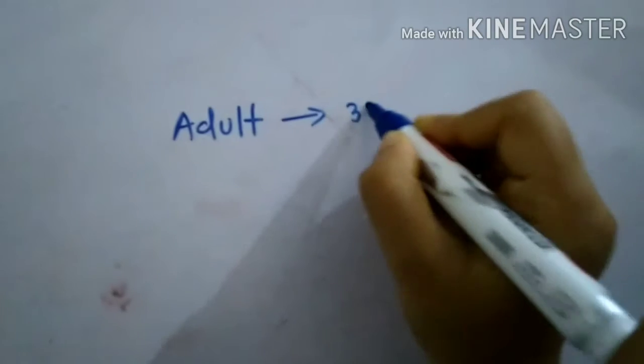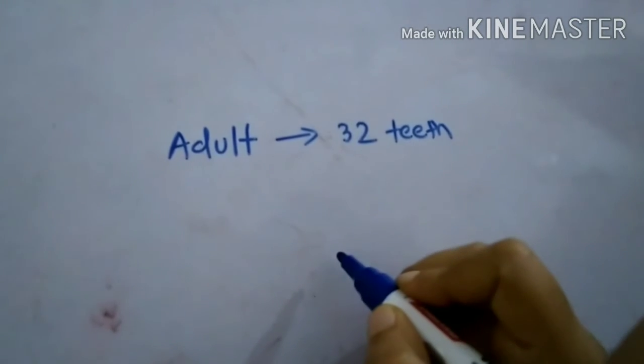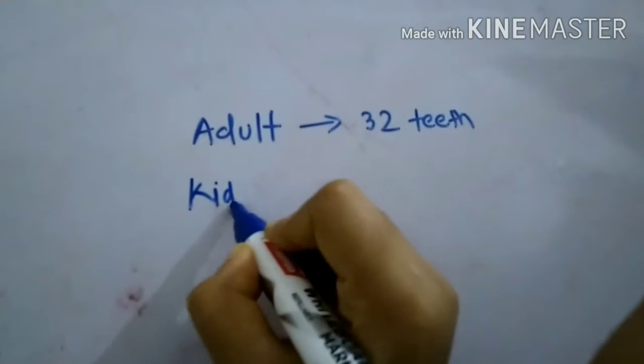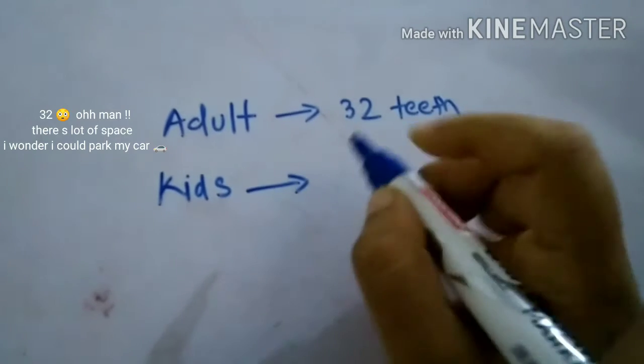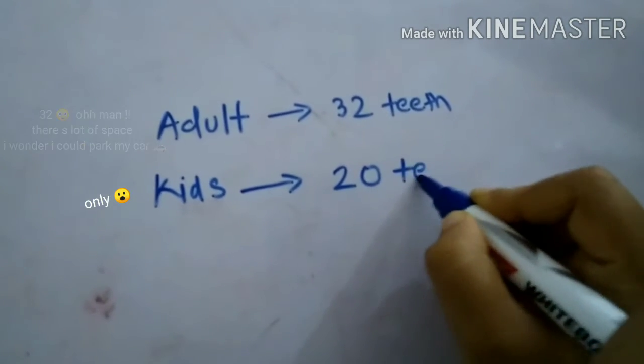Now in adults we have 32 teeth and in kids we have 20 teeth. So remember, 32 in adults and 20 teeth in kids. It's very important.